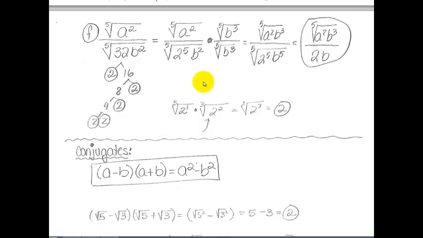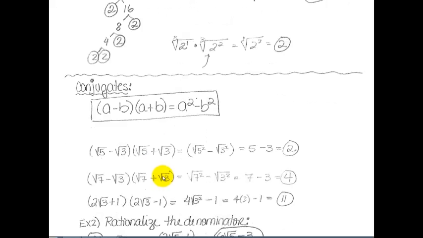Now that we talked about rationalizing these guys, I'm going to talk about something called conjugates. Conjugates, we've seen it before. It's like one of the special factors that we worked with in previous lessons. Basically the special factor was a squared minus b squared is the same as a minus b times a plus b. The reason conjugates are so important for us right now when we rationalize is because let's say I have an expression like this: square root of 5 minus square root of 3, and square root of 5 plus square root of 3.